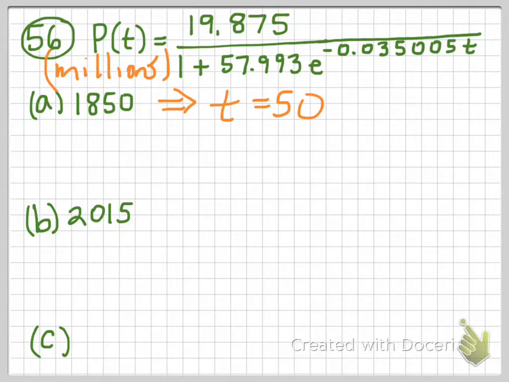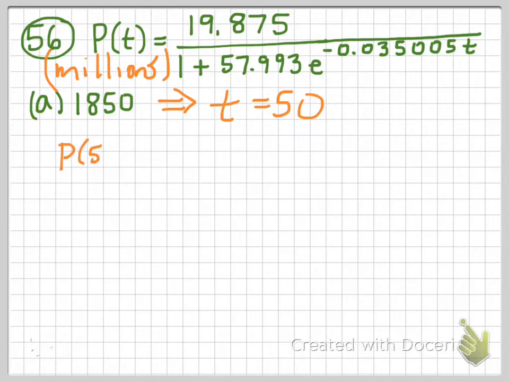And I don't think I'm going to have room to get all this on the screen, so we're going to back up and erase these B and C, and I'll move those over to the next page when we get to them. So let's look at our P of 50, which is what we need if we're going to find the population in 1850. So we have P of 50 equals, and then you basically just copy everything you see in the function until you get to t and you replace it with 50.